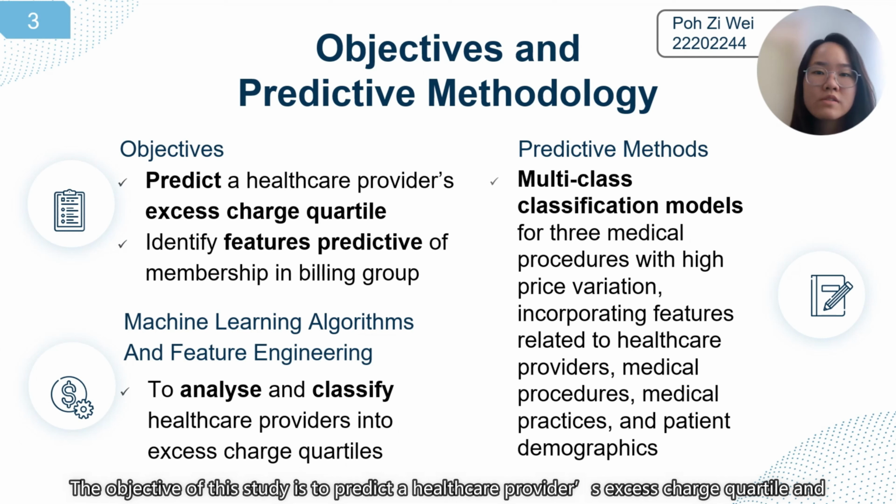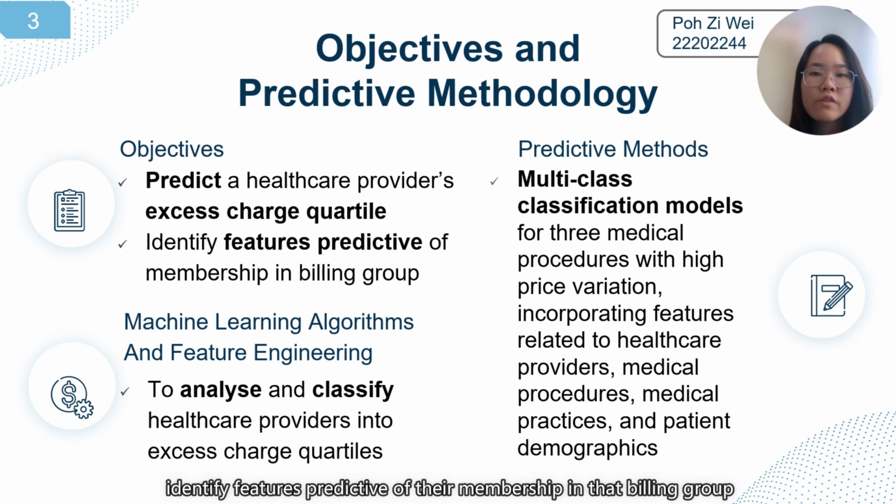The objective of this study is to predict a healthcare provider's allowed charge quartile and identify features predictive of their membership in that billing group. For predictive methods, multi-class classification models are used for 3 medical procedures with high price variation, incorporating features related to healthcare providers, medical procedures, medical practices, and patient demographics.